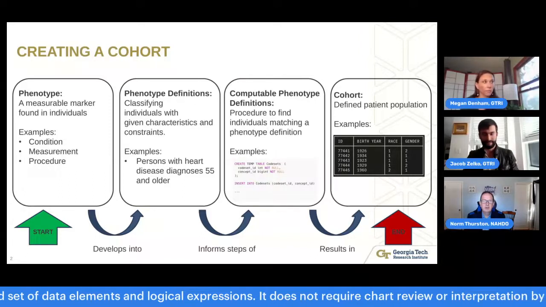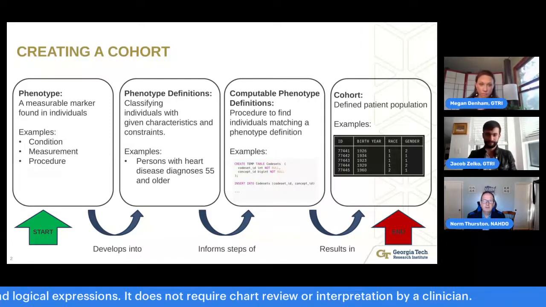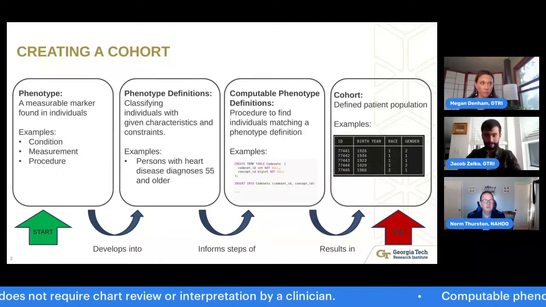Fantastic, thank you. So are there already existing standards for phenotype definitions? Do those already exist?